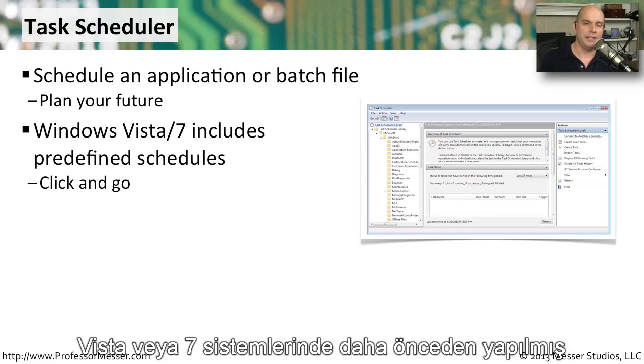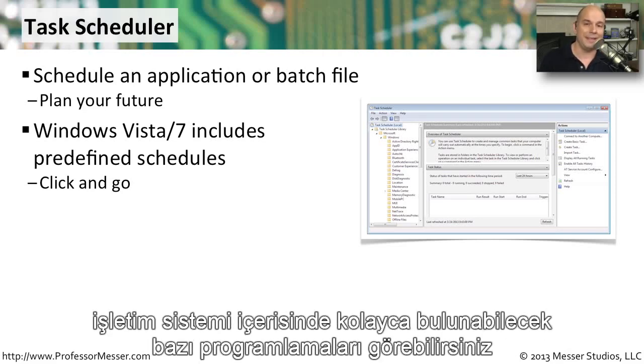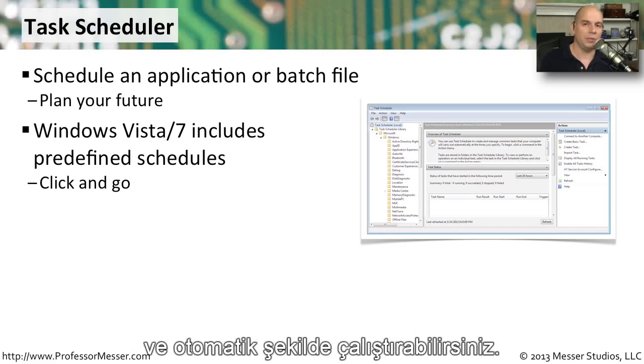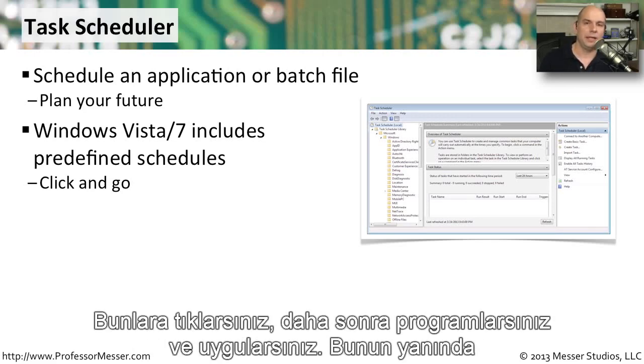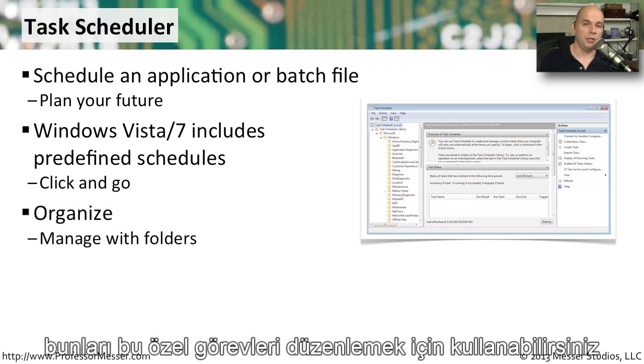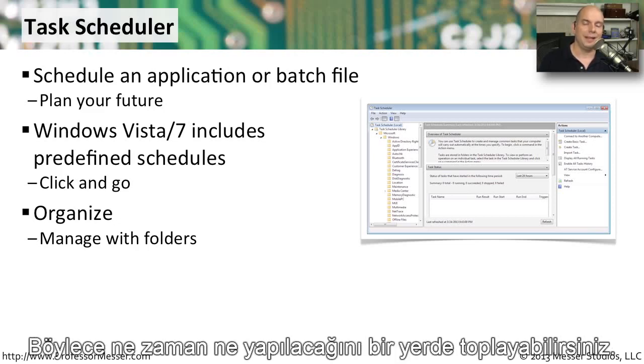And inside of Vista and 7, you'll notice there are even some predefined schedules that are already inside of the operating system, which makes it very easy to simply find what you'd like to run automatically. You click it and then you schedule it and you're done. There are also folders that you can use to help organize these particular scheduled tasks inside of Windows Vista and Windows 7 so that you can collect and organize exactly what happens when.